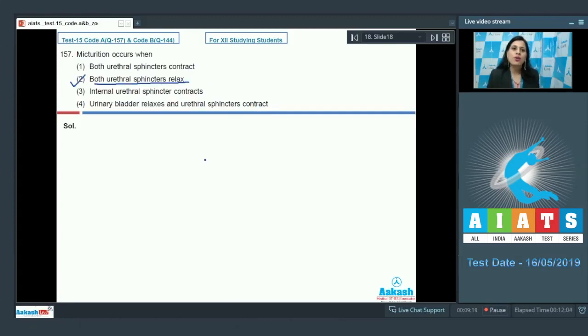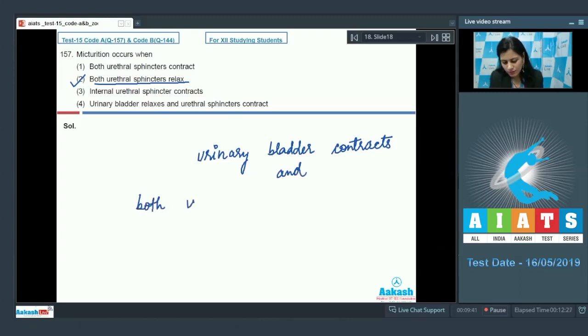The stretching of wall of urinary bladder triggers micturition reflex for urination, in which urinary bladder contracts and both urethral sphincters relax.